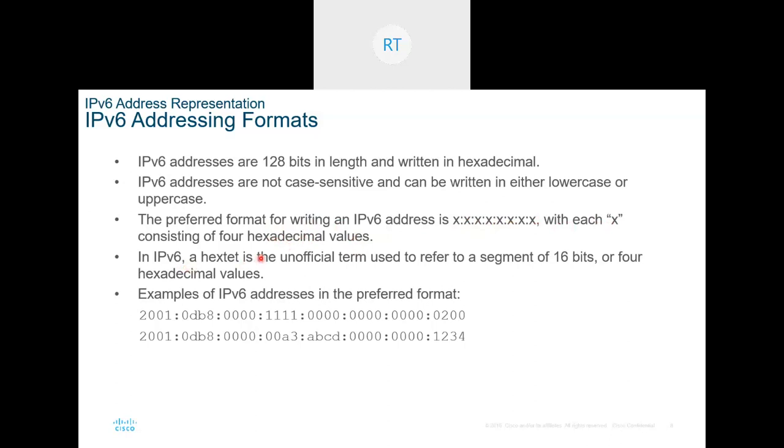In IP version 6, a hextet, which is not an official term, is used to refer to a segment of 16 bits. So these are 16 bits, 16 bits, 16 bits, 16 bits, 16 bits, 16 bits. If you do very fast math, 8 of them times 16 will give you 128 bits. So this is an example of an IP version 6 address. Looks complicated? The first time, yes, it looks complicated. But it's okay, and this will be the norm in a few years to come.